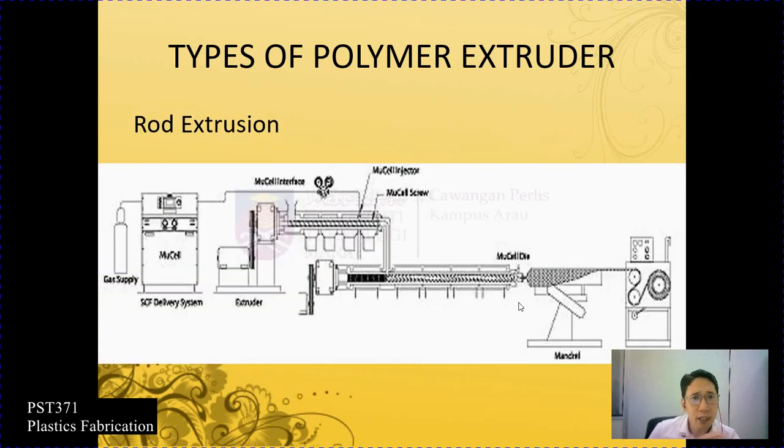For rod extrusion, okay, this is the illustration of rod extrusion. Rod extrusion is similar to pipe extrusion. The difference is the rod extrusion is not a hollow part, it is a solid part. Dia tak ada lubang lah kiranya, tak ada rongga. So dia akan extrude rod extrusion.